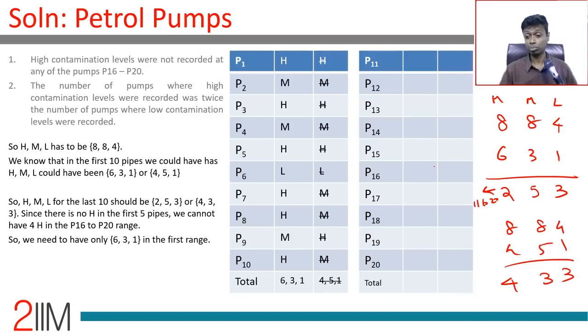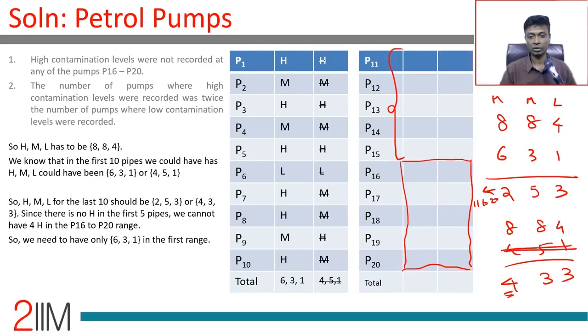Think about this. P16 to P20, there are no high contamination levels. Or if you have to have 4 high contamination levels in the second 10, all 4 will have to be here. That is simply not possible. So 451 is ruled out. This possibility goes out of the window. So the first 10 has to be 631. The second 10 has to be 253. So here it will be 2, 5 and 3: 2 high levels, 5 mediums and 3 low levels.